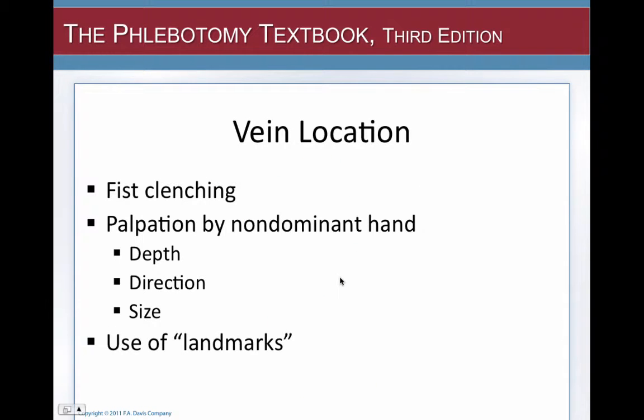Ways to locate veins is to have the patient clench their fists. Palpation by your hand can also locate the veins, and we'll learn how to practice that when we get ready to do phlebotomy. And then the use of landmarks. Sometimes patients will have moles or freckles or something that could help you find a landmark to help you find the vein.